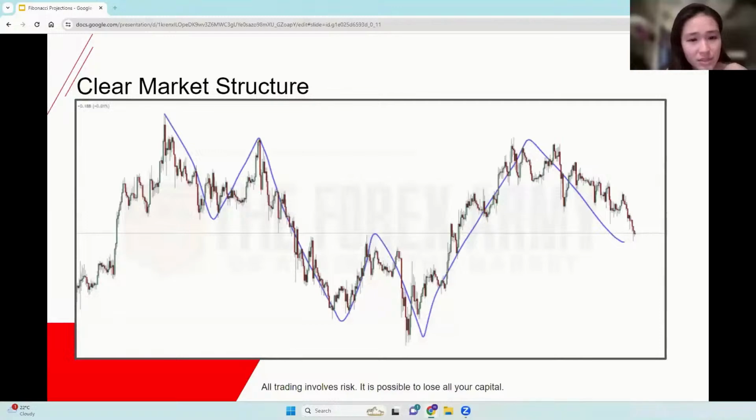Okay, so here's an example again of a clear market structure. So Fib retracements can be used in both choppy and trending markets, but it is important to look for clear market structures. So if you look here, there's a lot of upward and downward movements. So that's what we mean by choppy and trending markets. But the main point is to make sure that your market structure is clear.